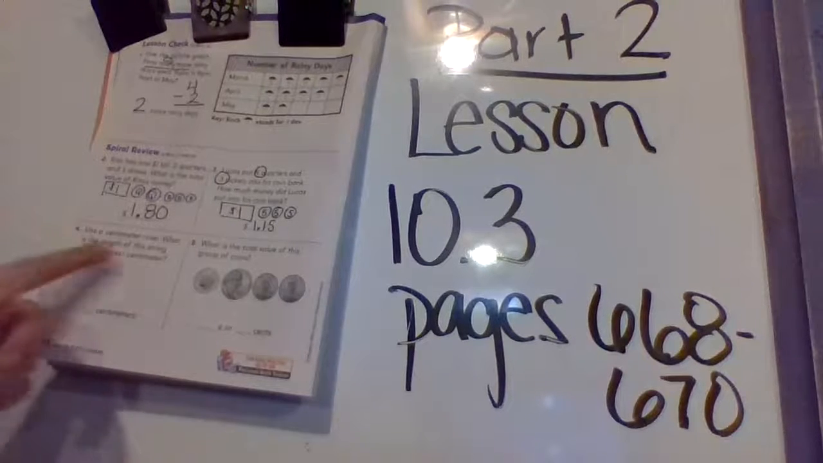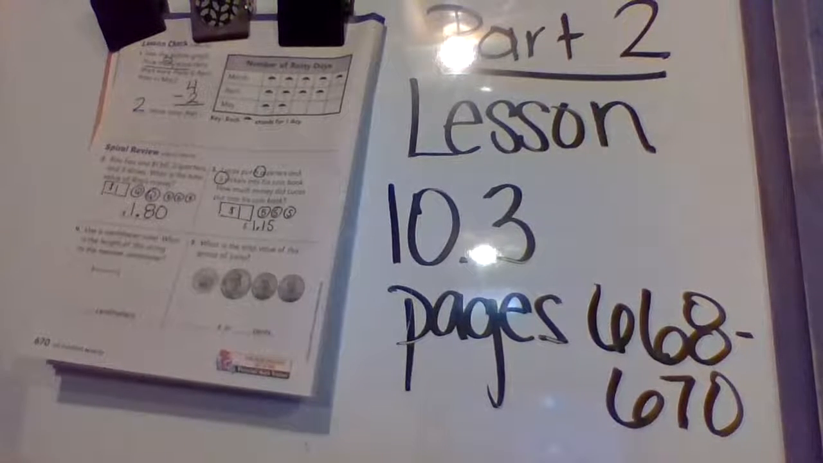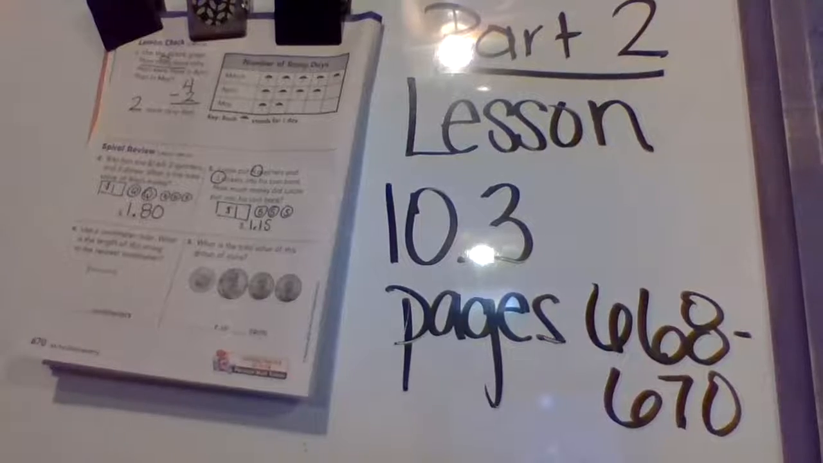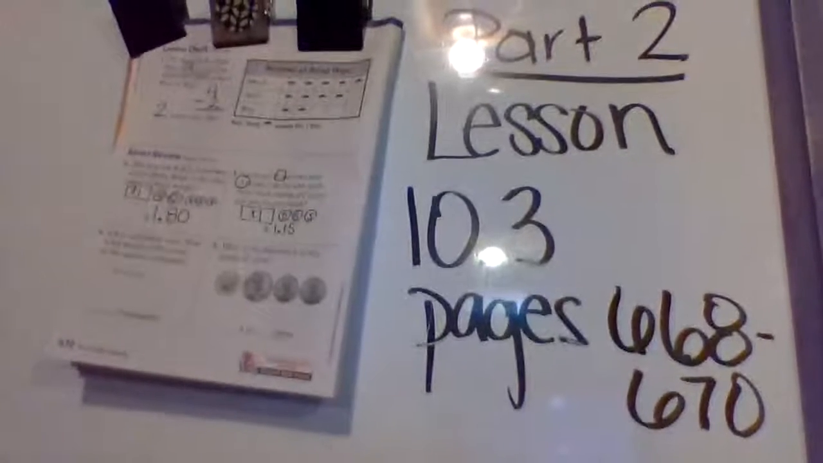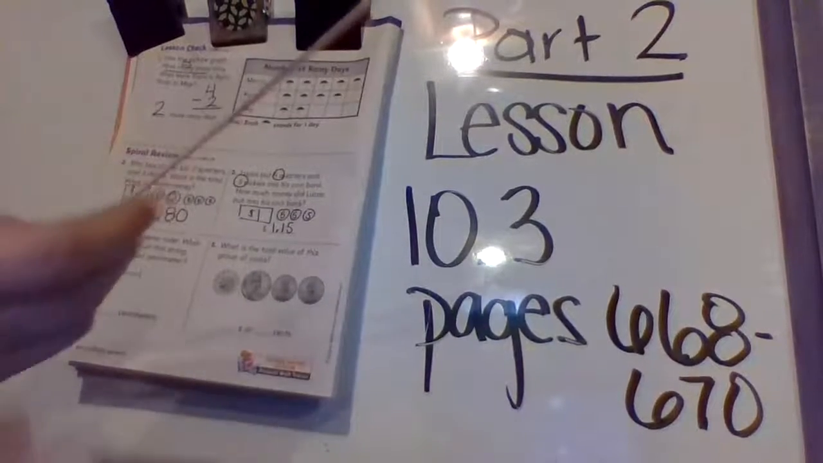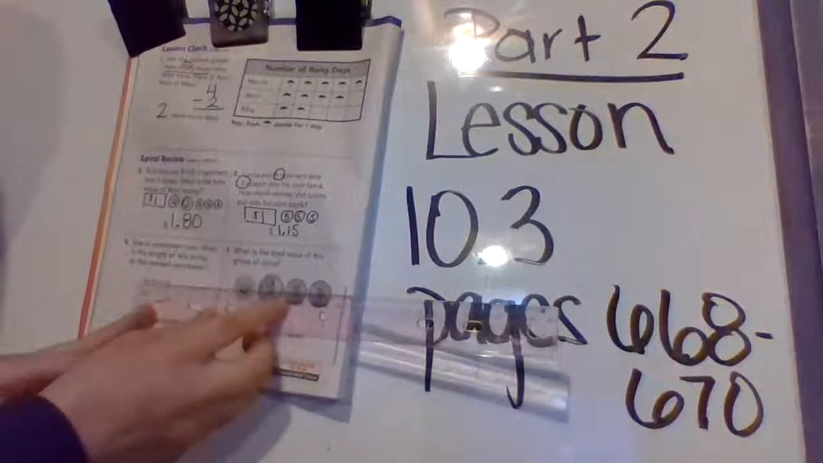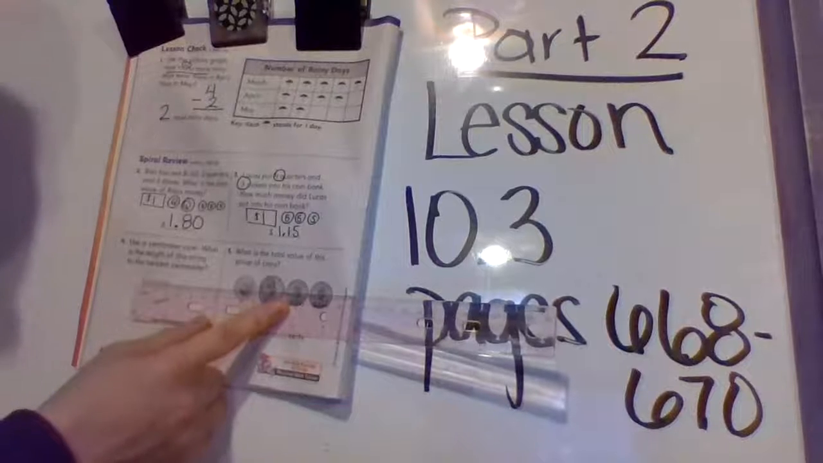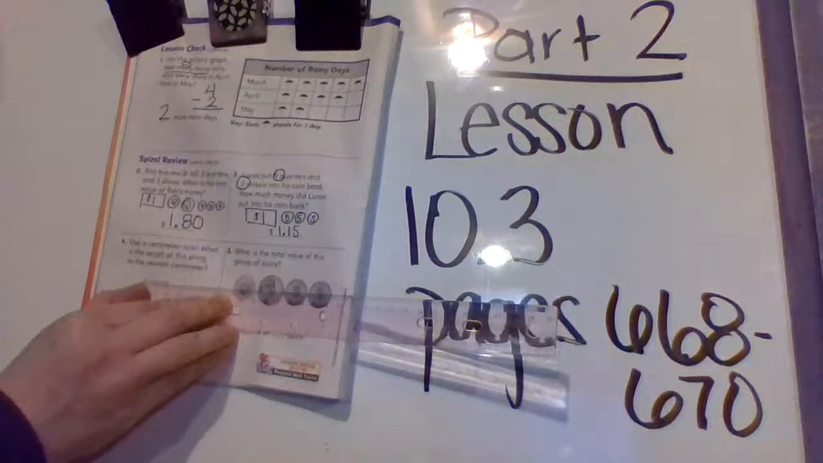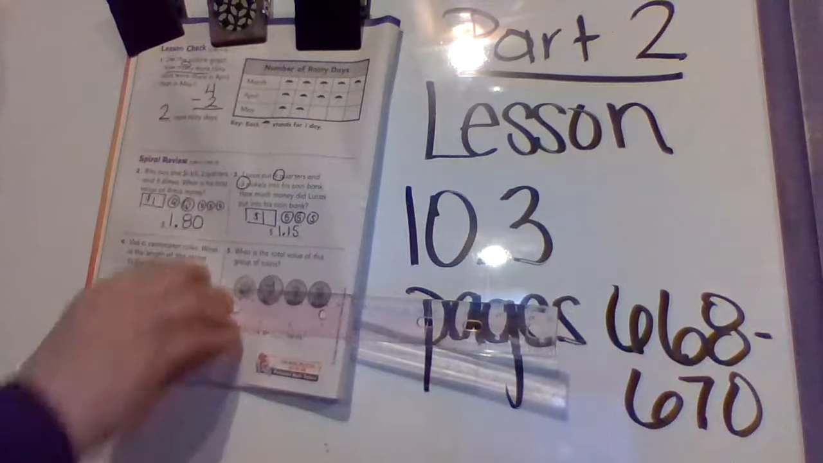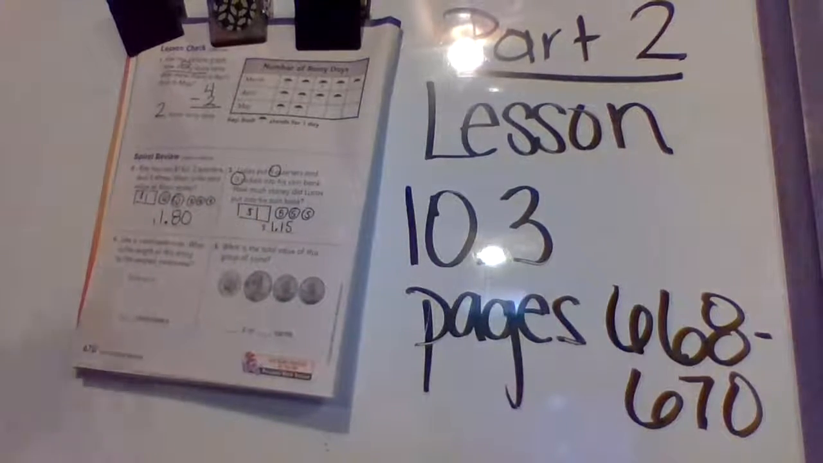All right, using a centimeter ruler, what is the length of this string to the nearest centimeter? So taking out your ruler, if you don't have one, don't worry about it. You can just use mine. I'm putting my 0 on the centimeter side. The centimeter side goes to the 30. I'm going to follow my finger from the 0 all the way to the end of the string, and it hits 2. So it is 2 centimeters long.